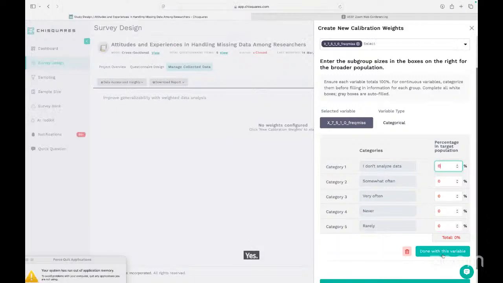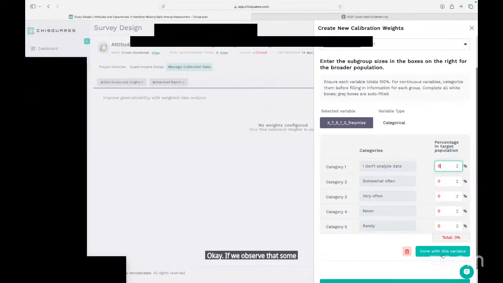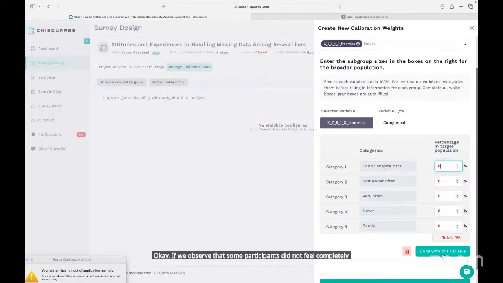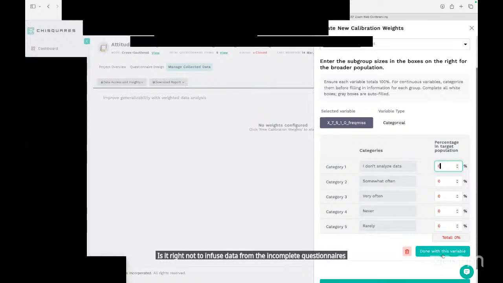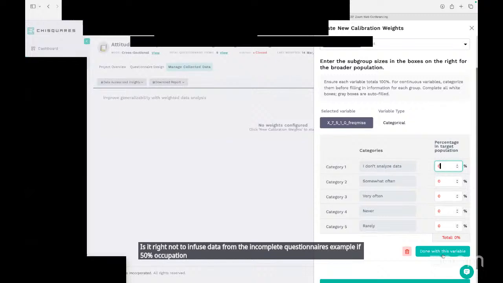Okay. There's another question in the chat. If we observe that some participants did not fill completely a questionnaire in a survey, is it right not to impute data from the incomplete questionnaires? Example, if 50% of the questionnaire was not filled, or we should impute data from all the retrieved questionnaire data, the questionnaire before we attend to the missing data.